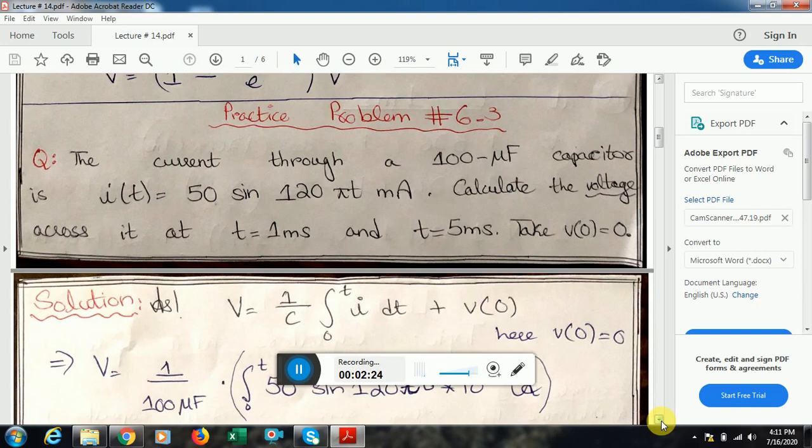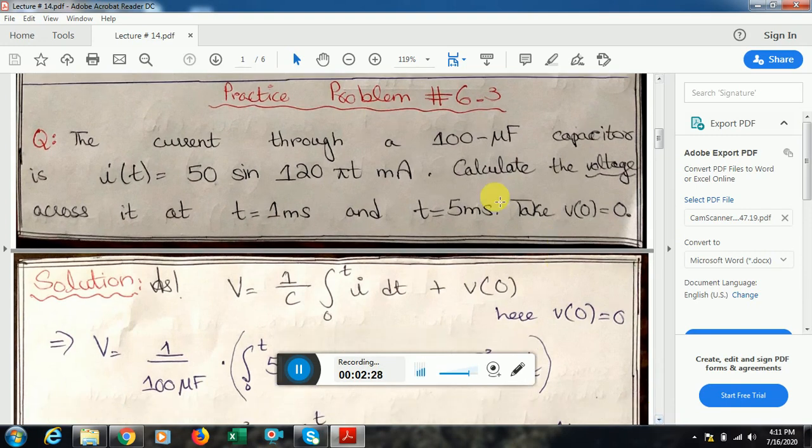Now we have a practice problem followed by this example, which is more or less similar to this example. I'm going to solve this for you. In this case, we are given a capacitor value of 100 microfarad and the current value is given. We have to find the voltage across this capacitor at two different time levels, at t equal to 1 millisecond and at t equal to 5 millisecond. We have to take the initial condition voltage at time t0 as 0.